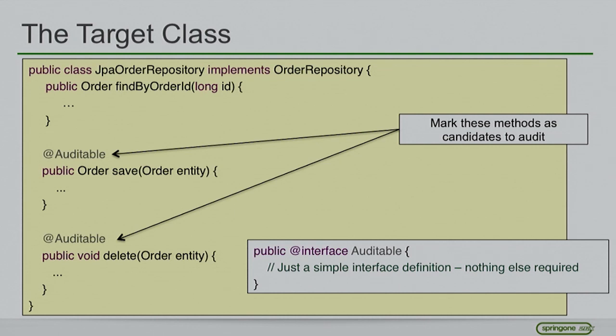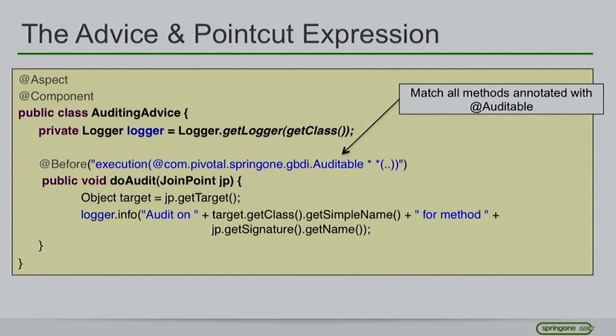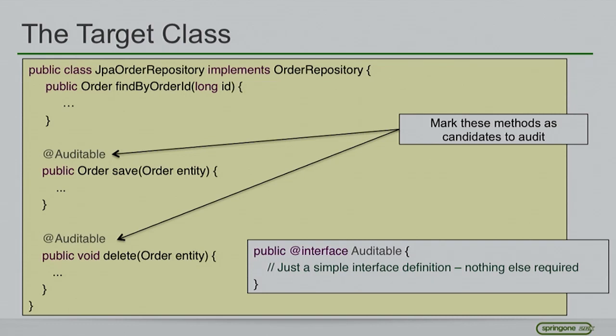All right, so here's my JPA order repository. So let's say on certain methods where I perform saves or deletes, I want to audit those. That is, I want to grab some information related to who did it, what it was before, what it was after, and that sort of thing. I could simply define an Auditable annotation and annotate the methods that I want to mark as auditable. Okay? And you see that all I did was declare an interface, an annotation using the annotation API that was introduced in Java 5. And all I've done is say, I've got an Auditable annotation. Nothing else needed there.